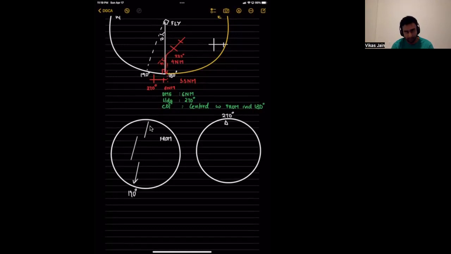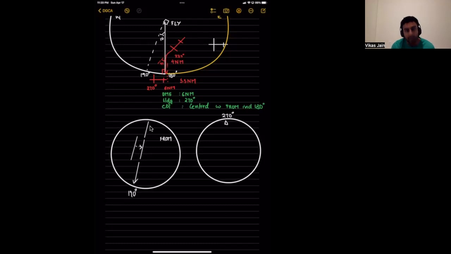Okay, once you've set it to 190, you watch as you move your OBS, which was centered at 180, now gets deflected towards the 190. What are you supposed to do? You make an intercept so that this comes over here and gets centered.